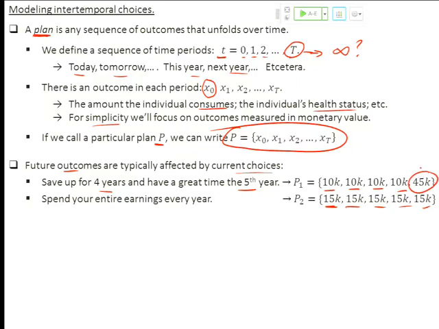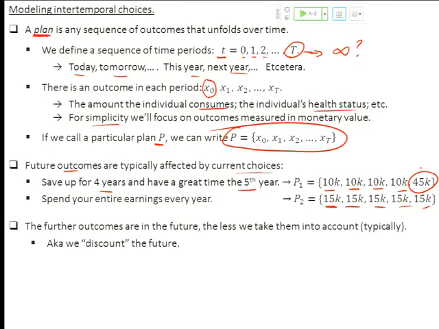This is what I'm talking about, getting from some chaotic, complicated decision you've got to make, boiling it down into sort of numerical terms that we can work with. We have this idea that the further outcomes are in the future, the less we take them into account, typically. Okay, so which is this concept of discounting, and discounting is what we're going to be talking about for the next few weeks, right?